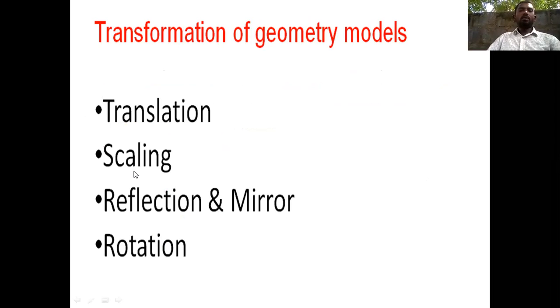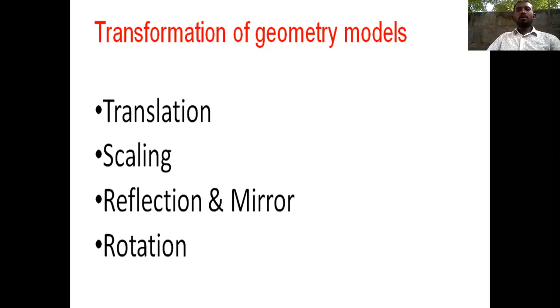The first one is translation, the second one is scaling, the third one is reflection or mirror, and the fourth one is rotation. So these are the transformations of geometry models. Transformation means nothing but changing the shape and size of the object.